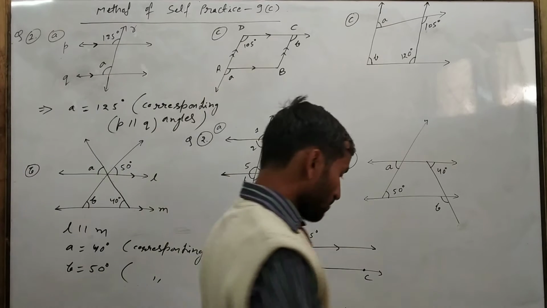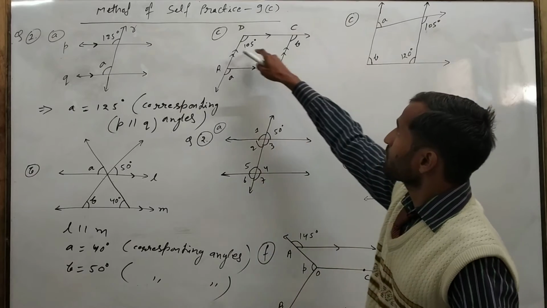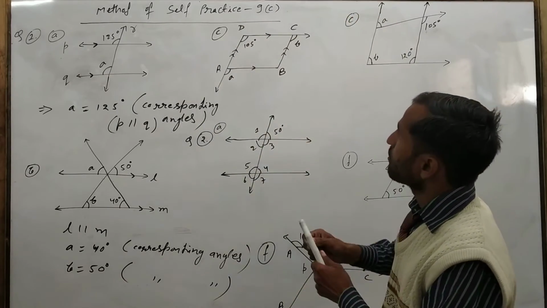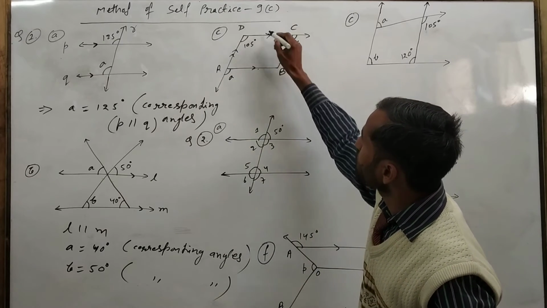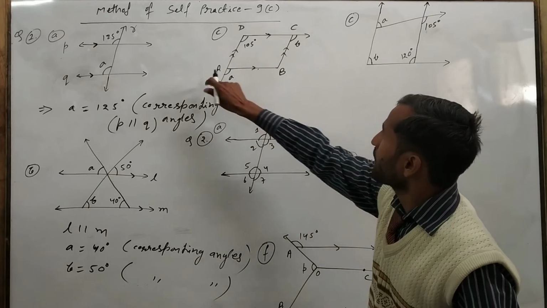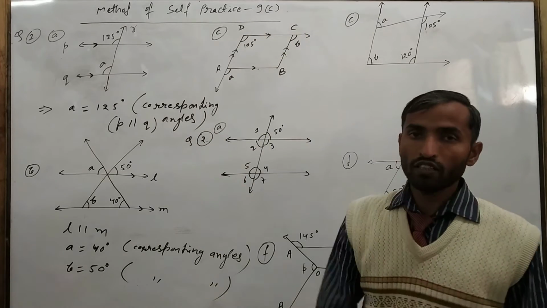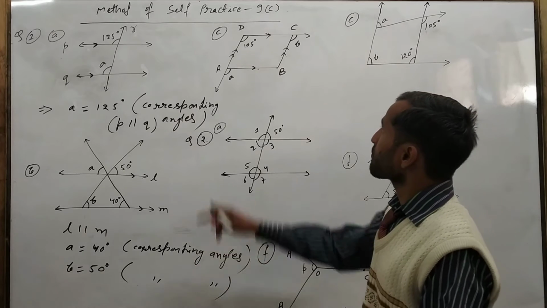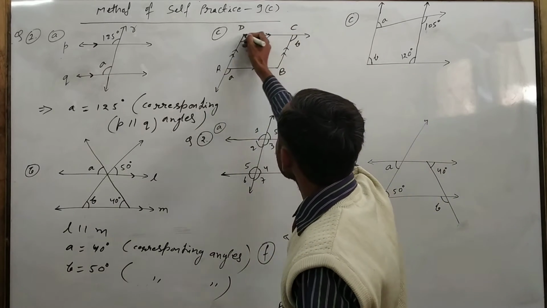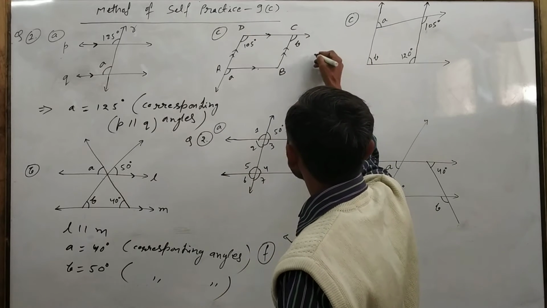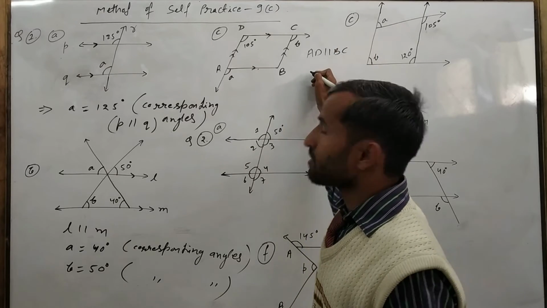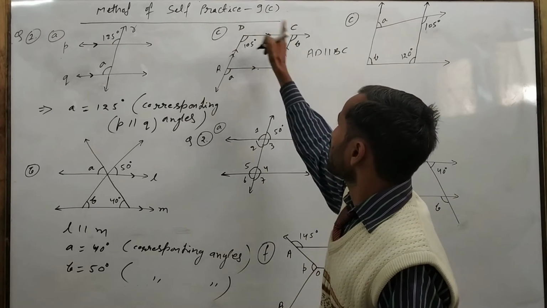Now we have to solve question number C. In part C, see here, this line and this line are parallel. One arrow is given, it means these both are parallel, and two arrows are given, it means these are parallel. The names given are A, B, C, D, the intersecting points. We have to find the value of A and the value of B. We will write AD is parallel to BC, and BC is the transversal line.